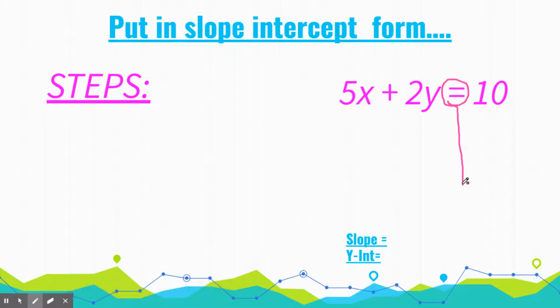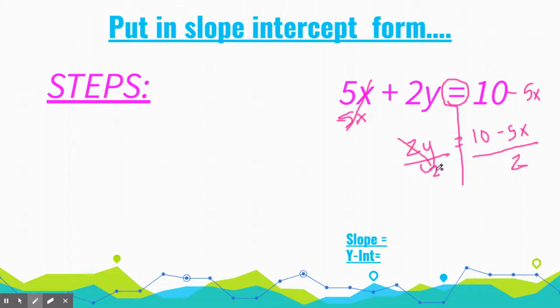The center of the equation is the equal sign. I'm going to start by moving my x over. The opposite of plus 5x is minus 5x. Anything I do to one side, I have to do the other. So now I have 2y equals 10 minus 5x. I'm now going to divide by the number attached to y, so I'm going to divide by 2. Anything I do to one side, I have to do the other.